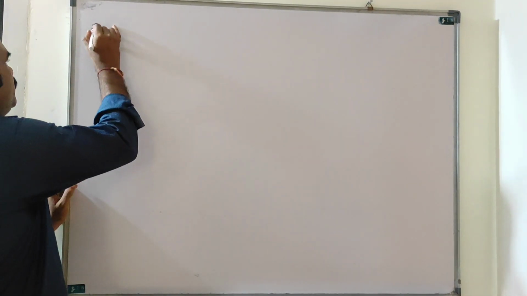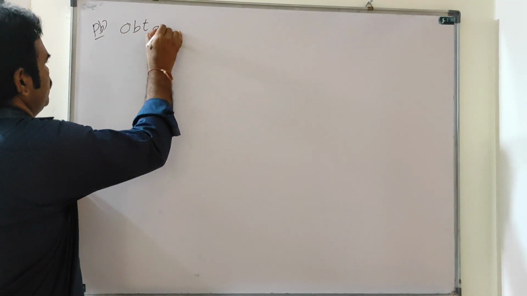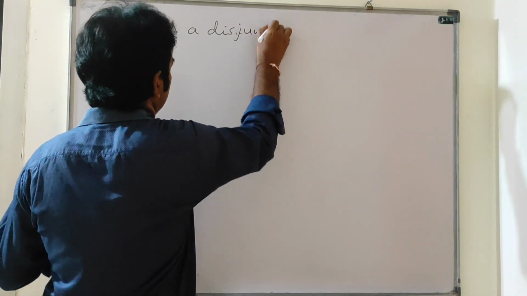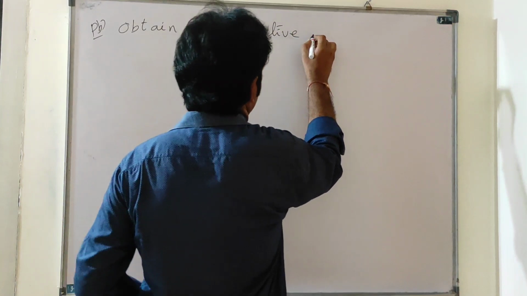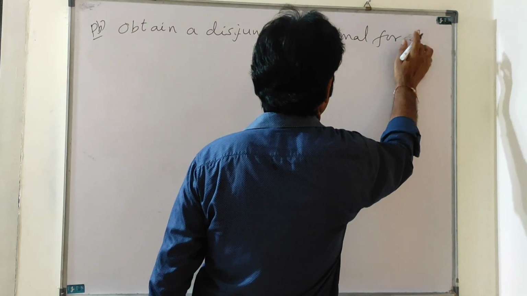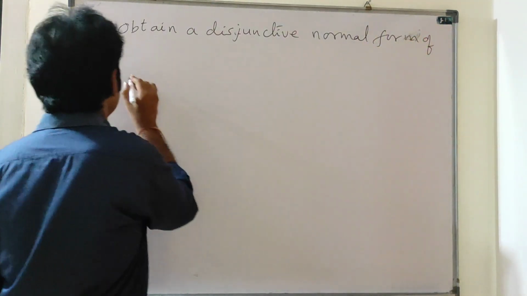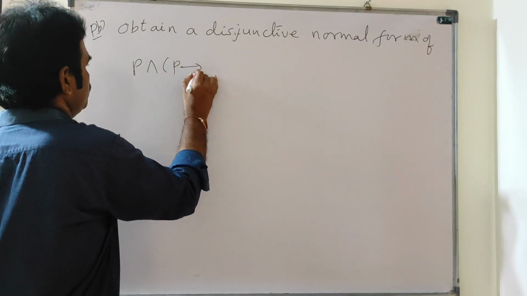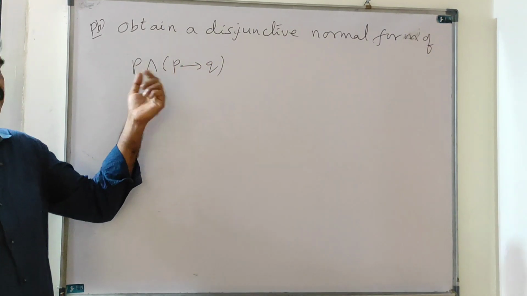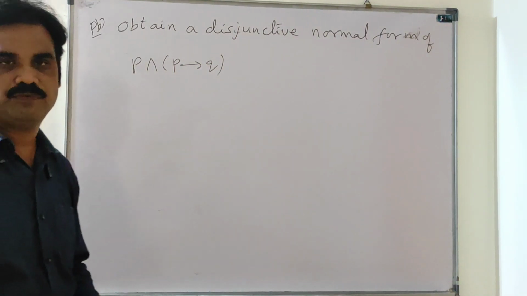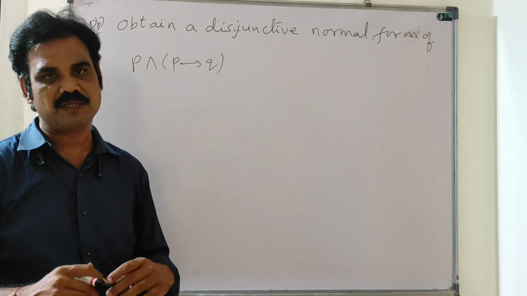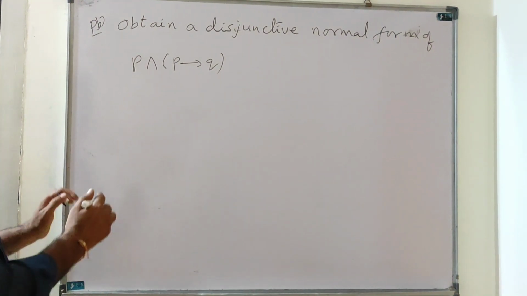Next problem. Obtain a disjunctive normal form of P and P implies Q. Okay, you have to find the disjunctive normal form of this. What is disjunctive normal form? That is a sum of elementary products, or simply you can say that is a disjunction of conjunctions. Okay, see the solution.